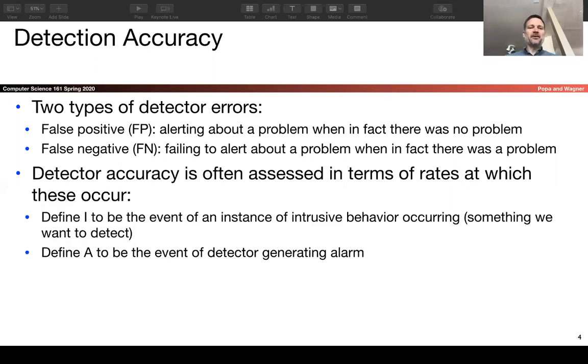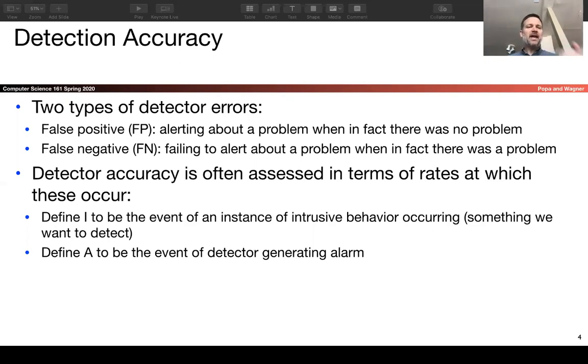Detector accuracy is often assessed in terms of how frequently these two kinds of errors occur. And it's useful to distinguish between the two kinds of errors because they have different implications. Formally, if we want to measure that, think about this in terms of probability theory. Let I be the event that an intrusion happens. We think of this as a probabilistic event: any given day, any given moment, I might be attacked or I might not. There's some probability that in the next minute, my site will be hacked.